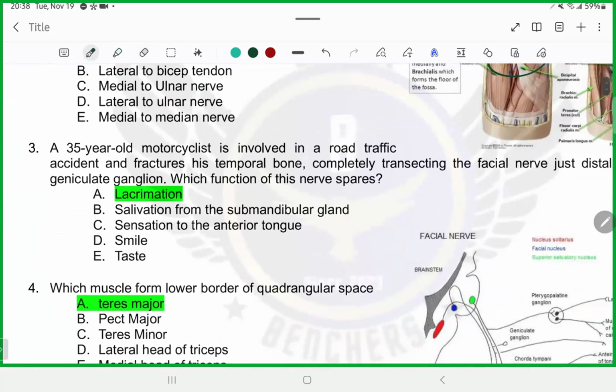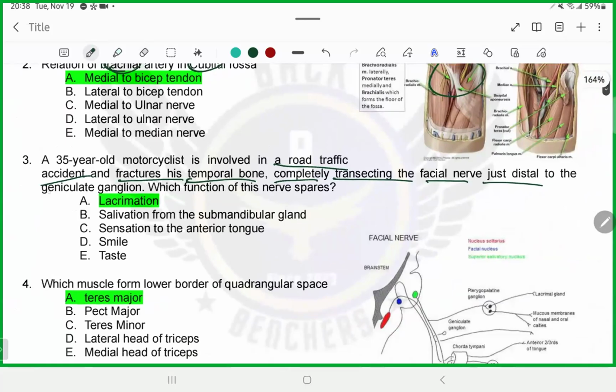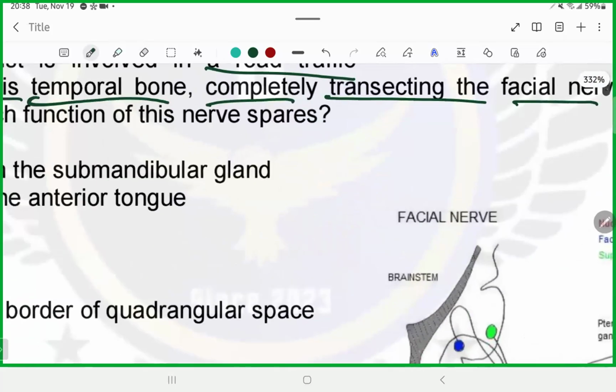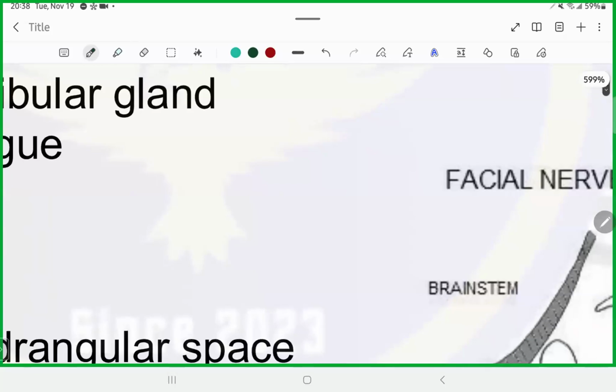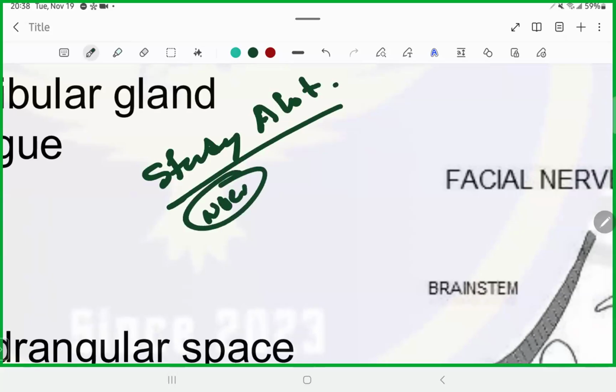A 20-year-old motorcyclist is involved in a road traffic accident and fractures his temporal bone, completely transecting the facial nerve just distal to the geniculate ganglion. Guys, what's the trick of answering a question in MRCS Part A? You study a lot. Now, what do you do? You revise. What do you revise? Everything I told you in class.